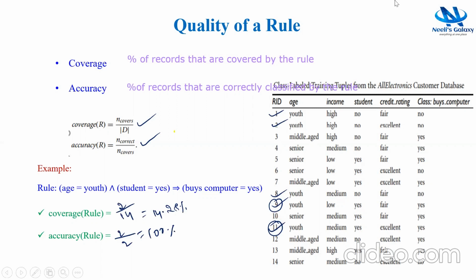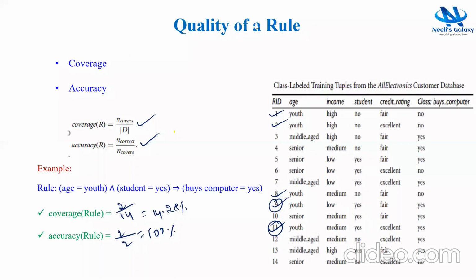Coming to the key terms associated here, we need to discuss triggering and firing a rule. What is meant by triggering and what is meant by firing a rule? If a rule, let us say R, is triggered for the record X, that means it is satisfied by the record. So if a record satisfies the rule, then we say the rule is triggered.